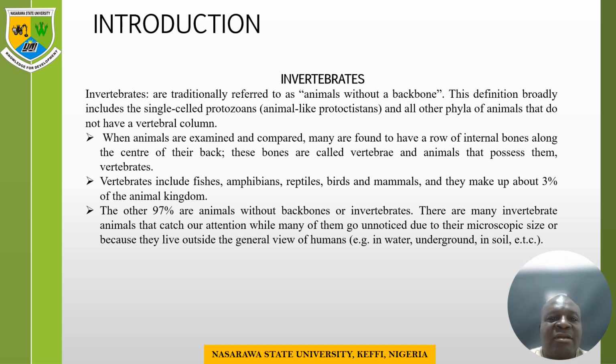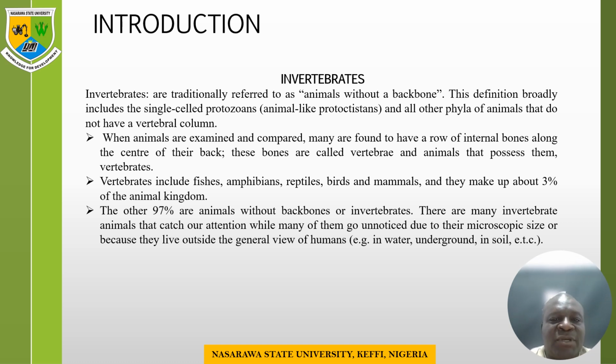First and foremost, the coelomate invertebrate. What are invertebrates? Invertebrates are traditionally referred to as animals that do not possess a backbone. This definition broadly includes single-cell organisms like the Protoctistans and all other phyla of animals that do not have a vertebral column. Any organism that does not possess a backbone is termed an invertebrate. That means absence of the vertebral column. That is why they are known as invertebrate organisms.